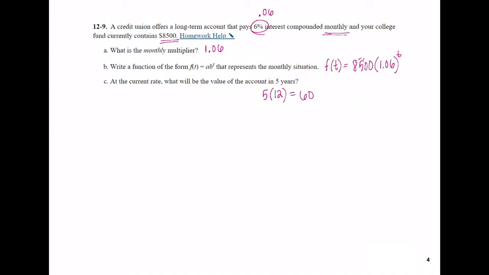So when we type this into our calculator, f of t, so in this, it will be 60 months or 5 years. 8,500 times 1.06 to the 60th power gives us, after 60 months, approximately $11,465 in our account.